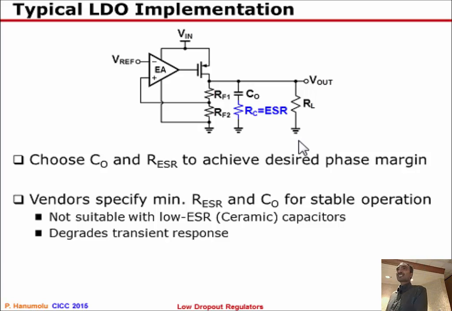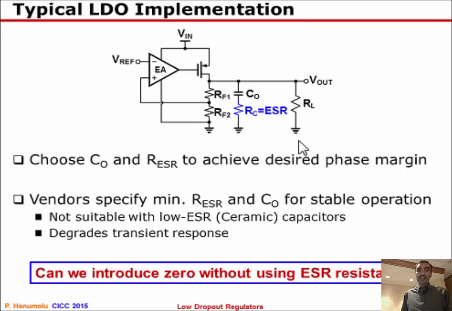But typically the ESRs are in the milliohm range and therefore cannot be used. Also, if you have a capacitor here to supply all the instantaneous current to your load, and you make the capacitor look very bad by adding a series resistor, then you are going to naturally make the transient response of the LDO much worse.